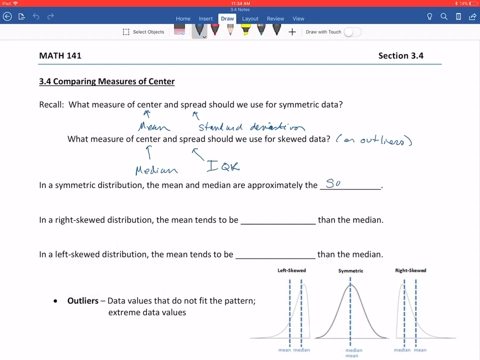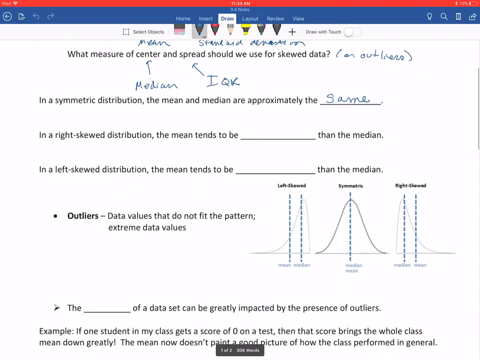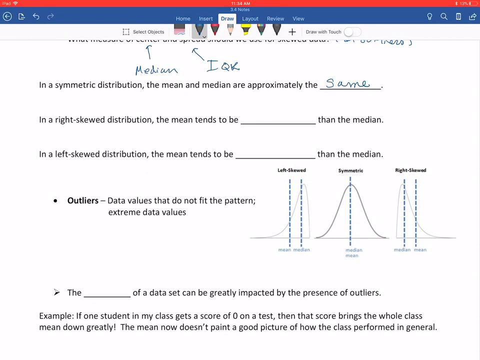In a symmetric distribution, the mean and the median are approximately the same. So you can see that in the diagram below, and this is the same diagram that we looked at in our prior sections, that the mean and the median should both be right in the center, basically the same value if you have symmetric data.